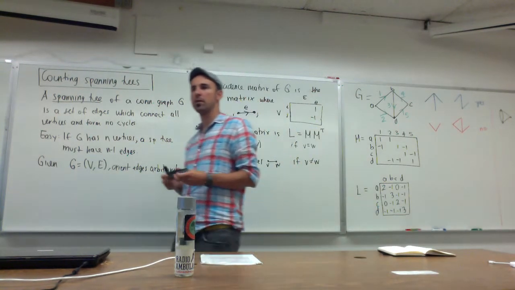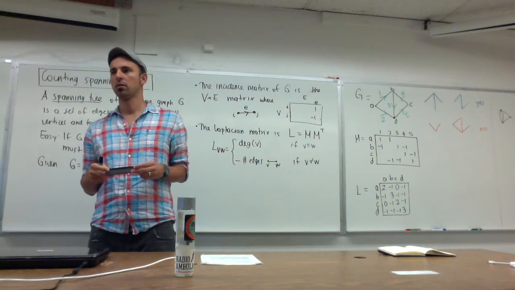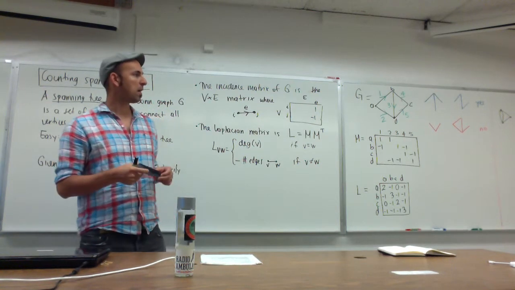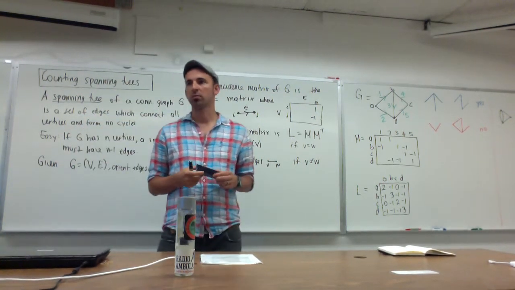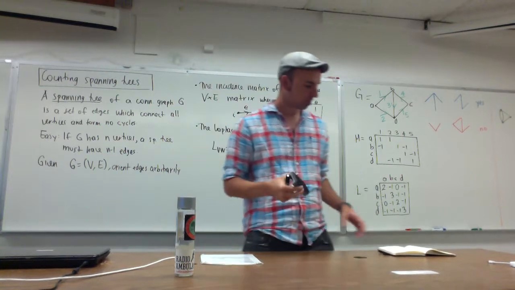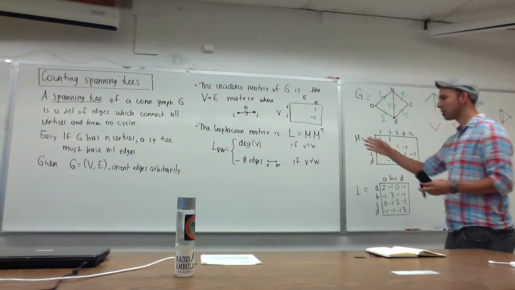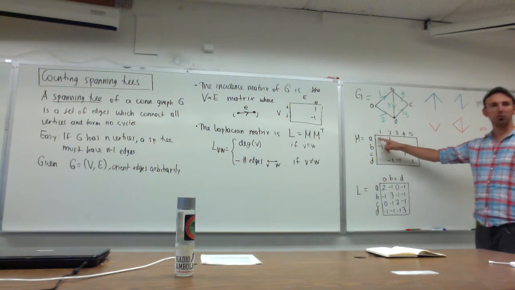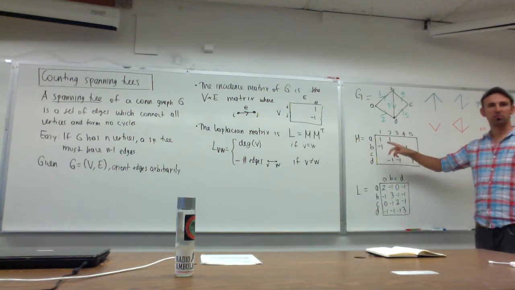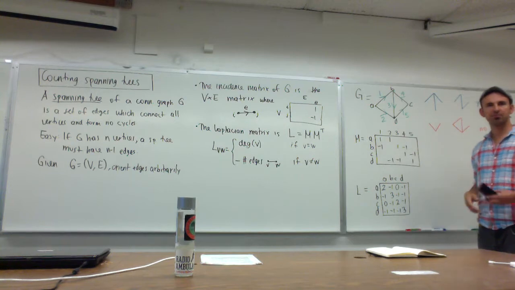Yep? Parallel edges have to have opposite orientation, or they can be the same as well? Parallel edges could have the same orientation, or opposite, it doesn't really matter. Really, the only reason that I picked an orientation is just so that I know where to put a 1 and where to put a -1. But it doesn't really matter where I put which one.